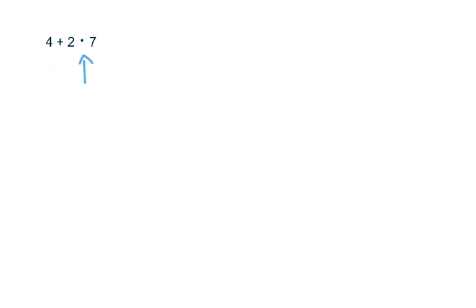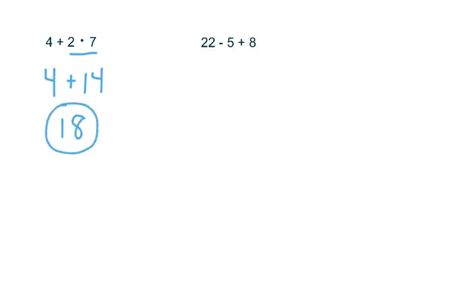So my first step in simplifying this is to do the multiplication part, which is the 2 times 7. And so what I'm going to end up with here is 4 plus whatever 2 times 7 is. That's 14. And then 4 plus 14 is 18. And now I've simplified this thing correctly.